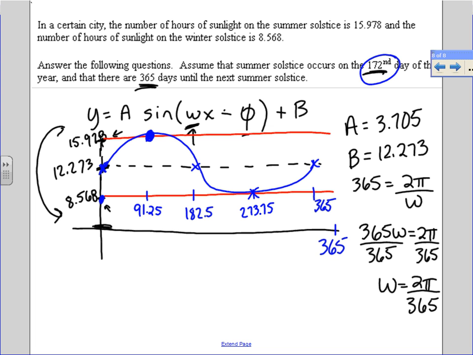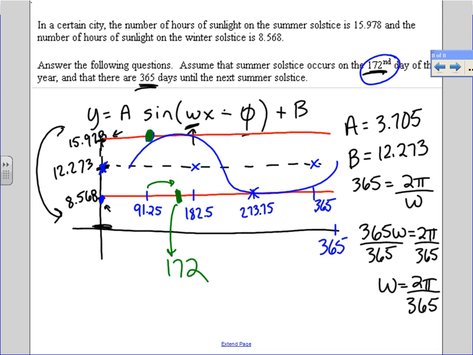That's our idea here. So notice 172 would be right along in here somewhere. So what I'm going to do with this is I'm going to have a phase shift. I have to shift the curve so that this maximum point lines up with this 172nd day. Basically, we're going to take the curve and move it over like that. And so there my high point would line up with 172.